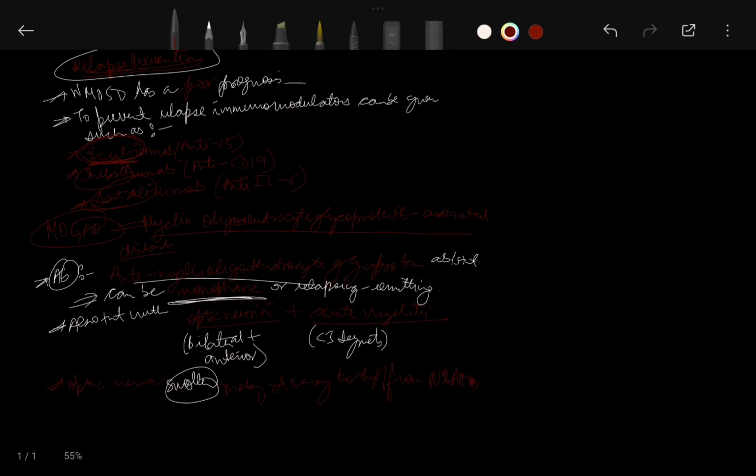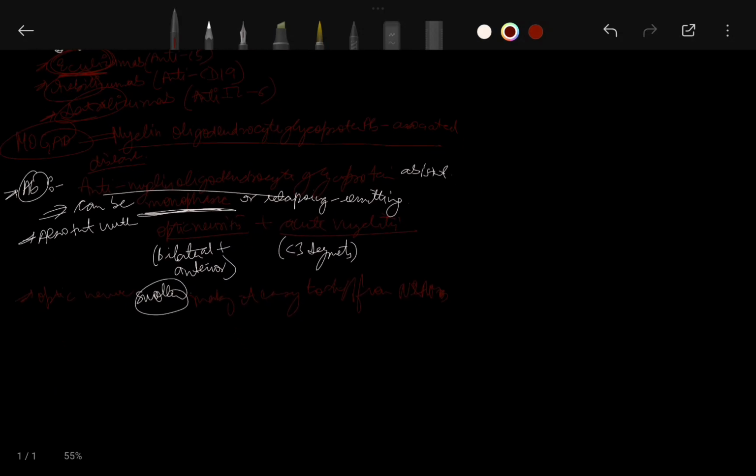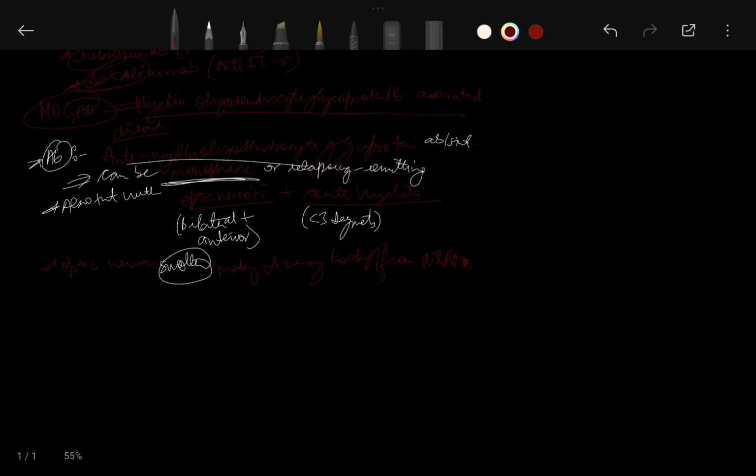To prevent relapse, immunomodulators can be given, such as eculizumab, inebilizumab, satralizumab. And in MOGAD, the anti-myelin oligodendrocyte glycoprotein antibody is present and can be monophasic or relapsing remitting. It is also present with optic neuritis and acute myelitis, but in this case, acute myelitis is seen in less than 3 segments.